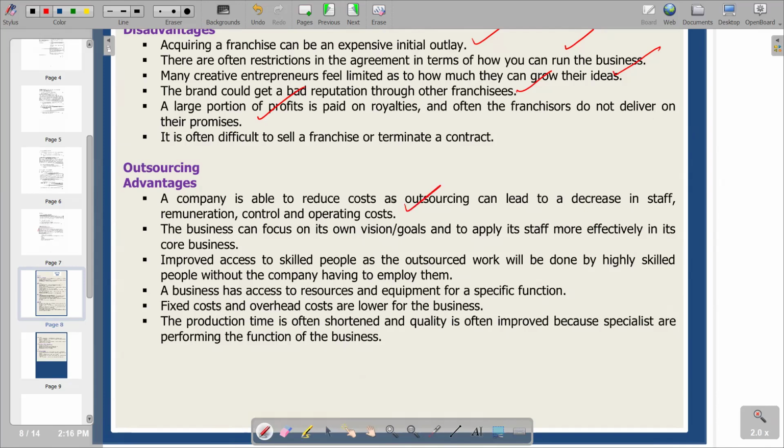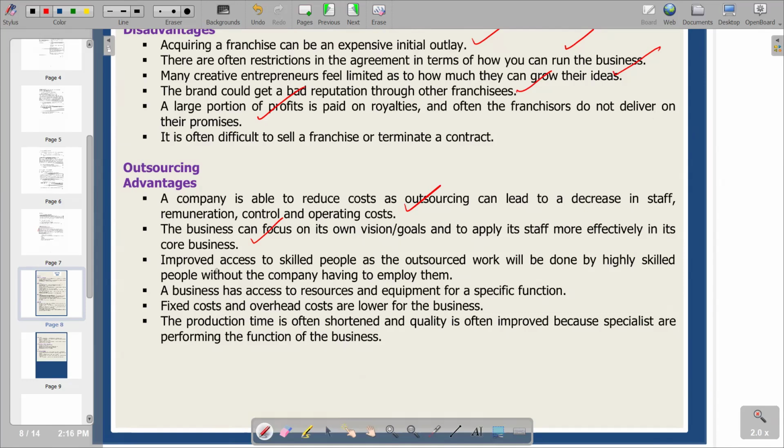And the second point is saying the business can focus on its own vision or goals and apply its staff more effectively in its core business. So we are going to say that some of the activities that are going to be outsourced are auxiliary or are not part of the main core of that business. So by giving those activities to external providers, it means the business or the staff now has more time to concentrate on the core activities of the business. So that's what we have.